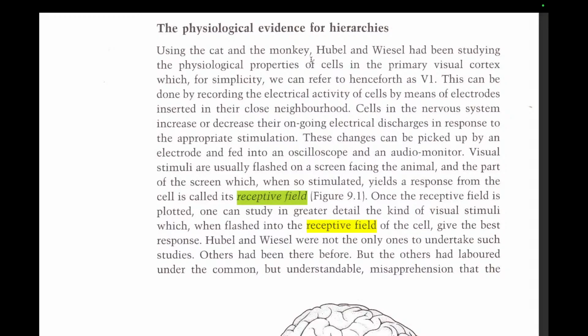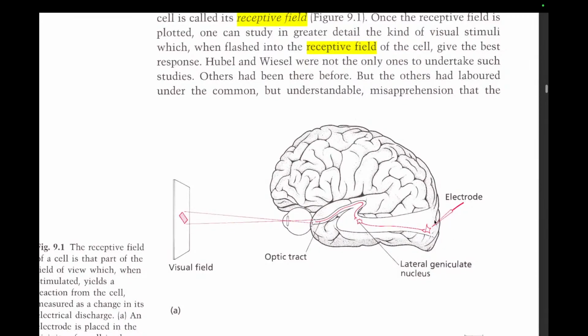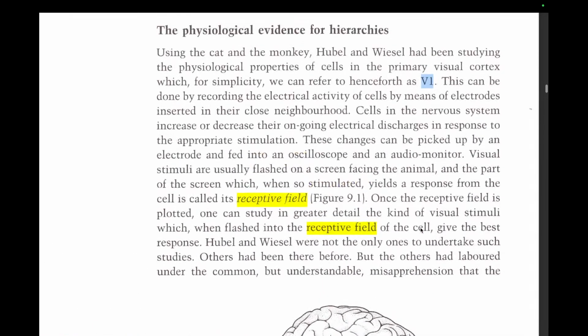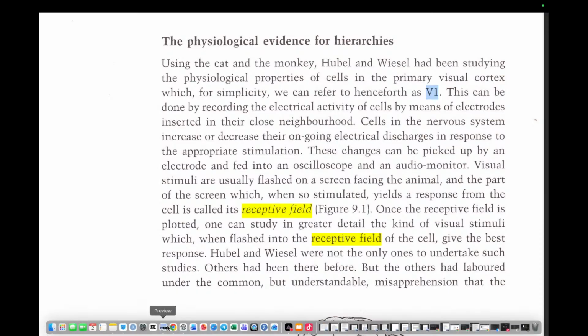using the cat and the monkey, Hubel and Wiesel had been studying the physiological properties of cells in the primary visual cortex, which for simplicity we can refer to henceforth as V1. At the start of this stream, I said please keep the region of V1 in mind, which plays an influential role in our visual system. And I also mentioned earlier that Hubel and Wiesel were studying cats, and for those interested, I'll very quickly pull up the reference here.